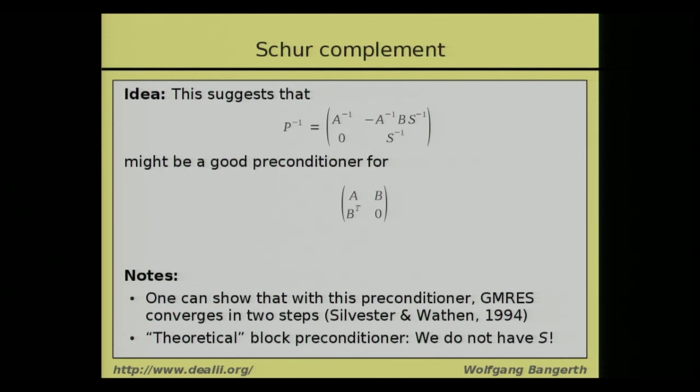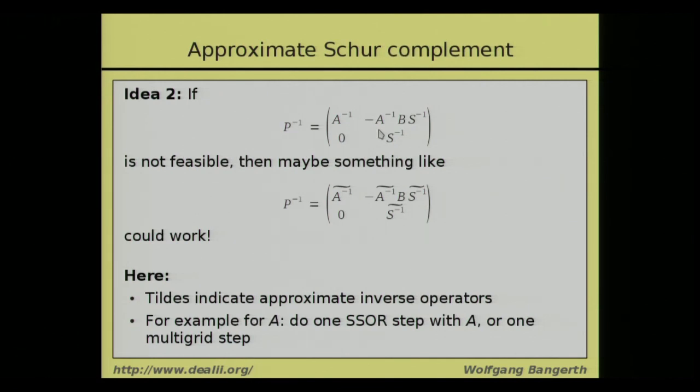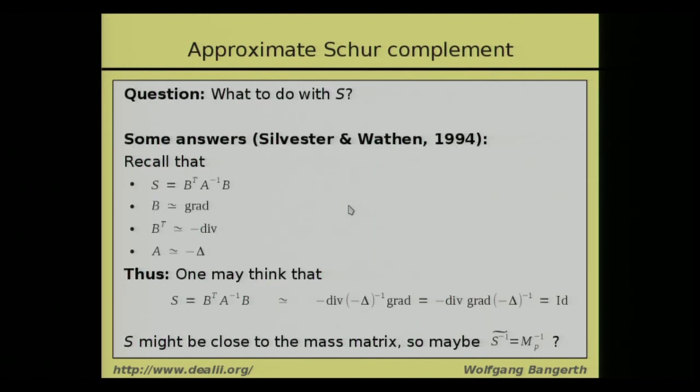In practice, of course, this sort of preconditioner that I show you up here is theoretical because I do not have s to the minus 1. As a matter of fact, I don't have s. And I don't have a to the minus 1 either. But I can make something out of this. Namely, if I can't do this as I have written it here, maybe what I need to do is approximate a to the minus 1, and I can approximate s to the minus 1. So these tildes mean approximate inverses. For example, I could do 1 multigrid step here, or 1 SSOR step, instead of applying the inverse of the matrix. The question is what to do with this s to the minus 1.